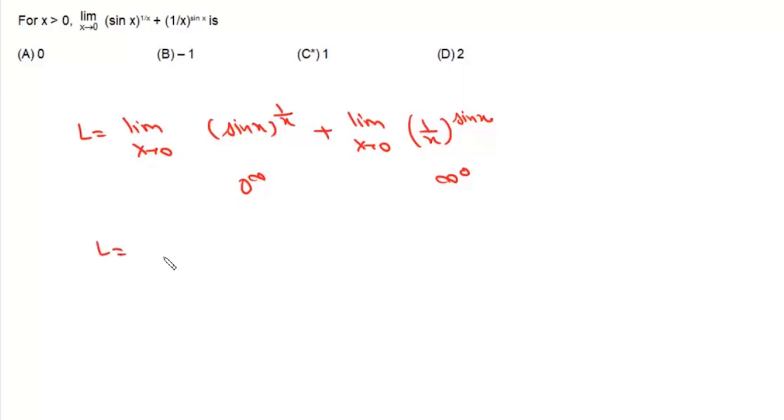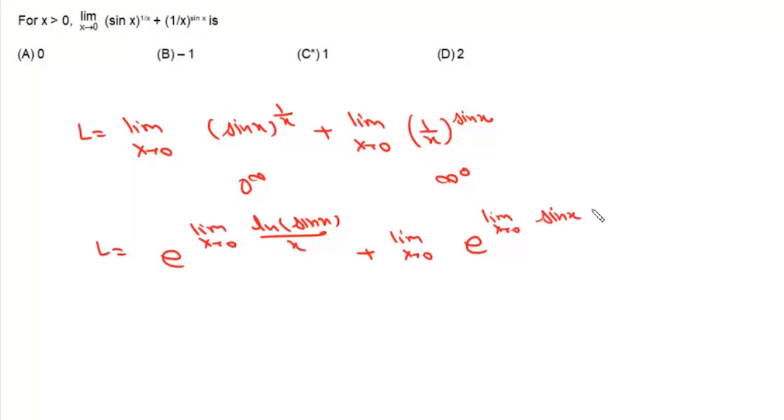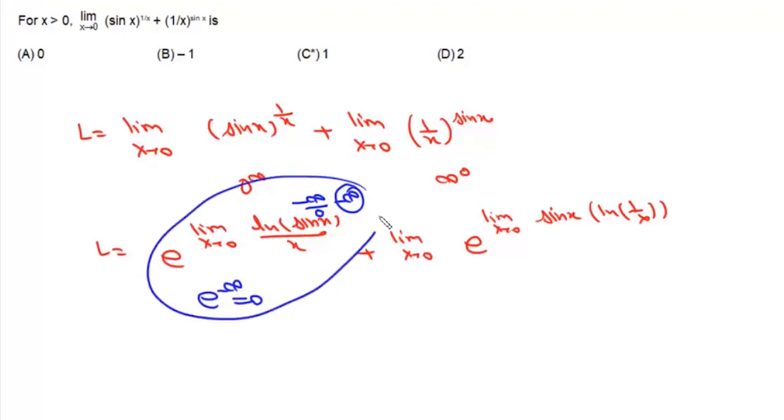So we'll actually write this as e to the power limit x tends to 0 of log sin x upon x, plus the limit x tends to 0 of e to the power limit x tends to 0 of sin x log 1 by x. Now first we'll check its form. So this is log 0 is minus infinite, and minus infinite upon 0 is actually minus infinite. So this is e to the power minus infinite, and e to the power minus infinite is 0. So the value of this first limit is 0.